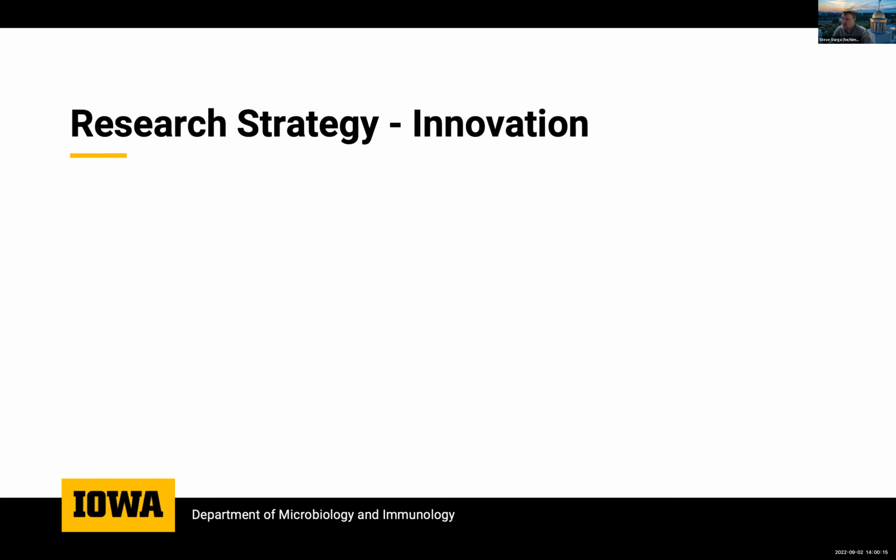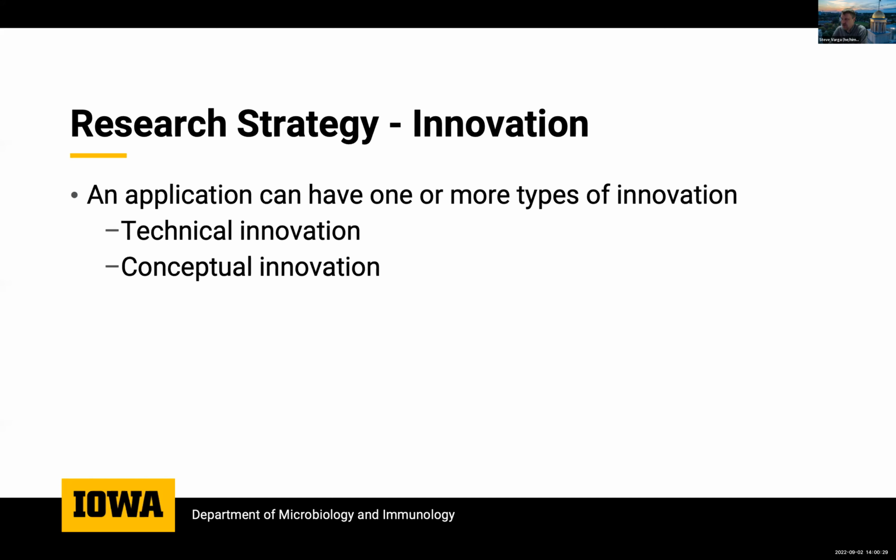Innovation is, I think, one of the hardest sections to write, actually, for many people, myself included. And it's also one of the most easily picked on areas of a grant. I think in general, an application can have one or more types of innovation. The two most common types of innovation that individuals spell out in their applications are the technical innovation that they employ and the conceptual innovation that they're providing the field, right? And I think it's the technical innovation one that really gets picked on the most by reviewers.